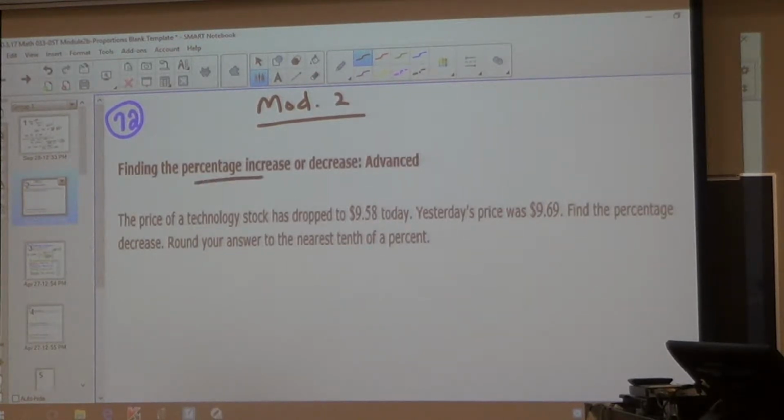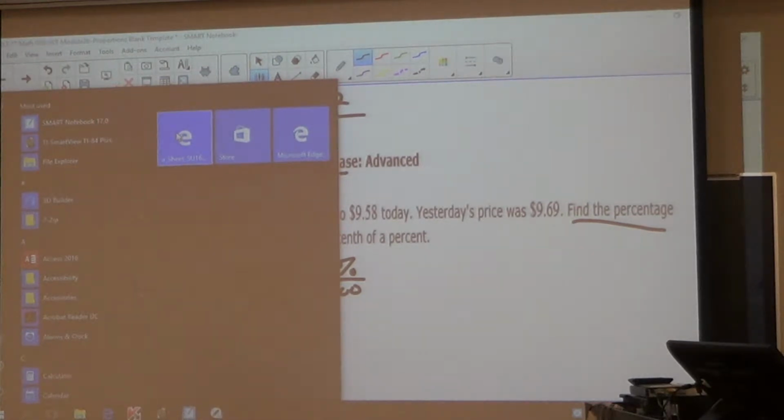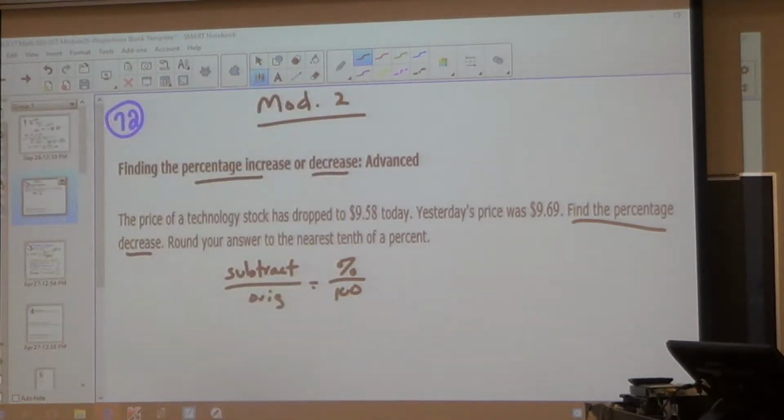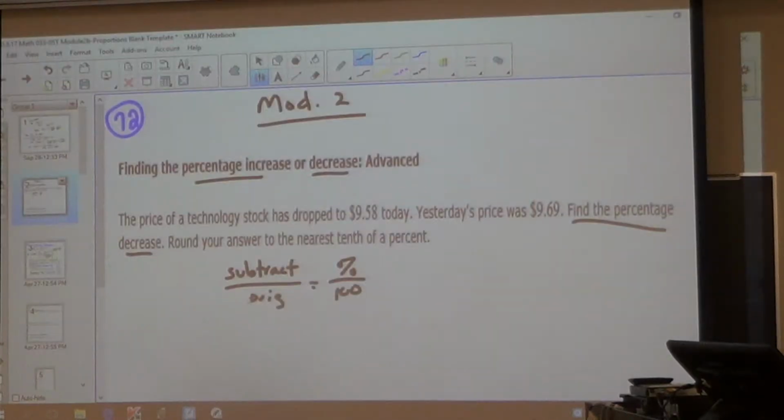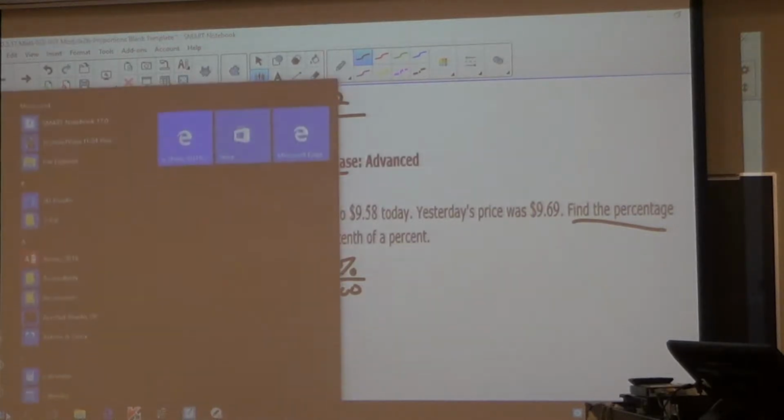If it says percent increase or percent decrease, it says find the percent of increase or find the percent of decrease. What you're going to do is you're going to subtract over original equals percent over 100. And it actually has it on your formula sheet. Let me get my formula sheet up so I can show you. Let's see if I can get it loaded.